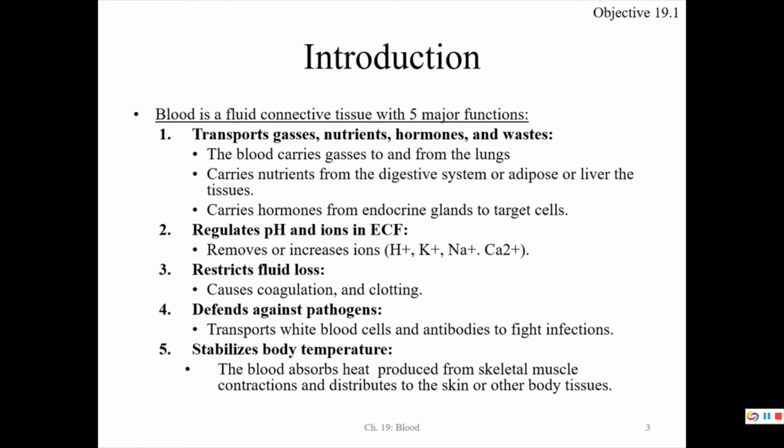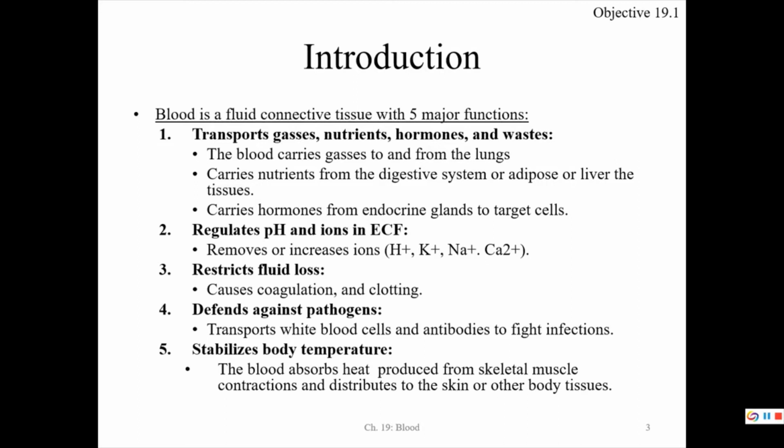We regulate pH. For example, we can remove hydrogen ions to regulate pH. We can secrete hydrogen ions. We can secrete bicarbonate ions. We remove things from blood or add things to blood to adjust and regulate that. So we can do things like potassium, sodium, and calcium.